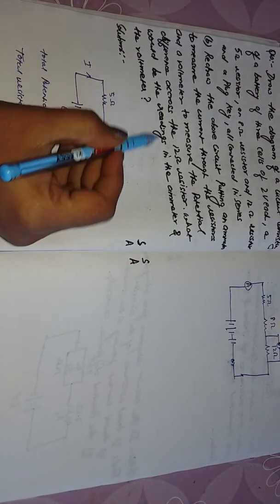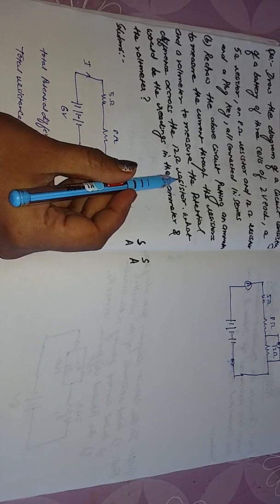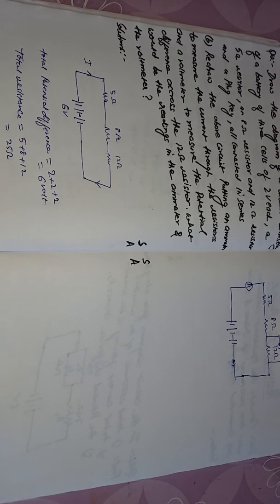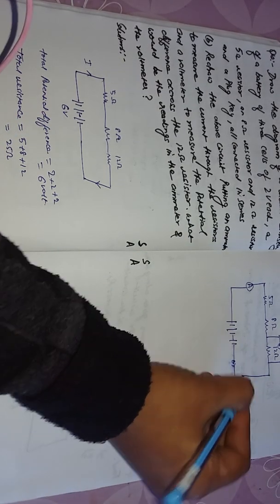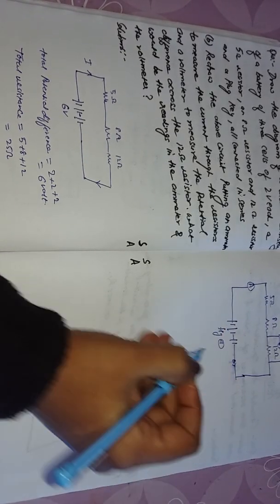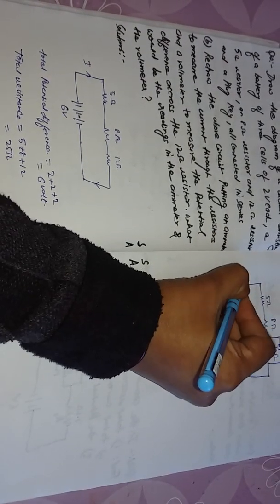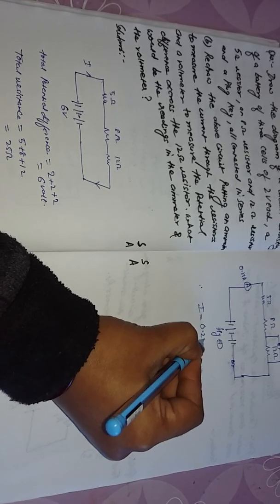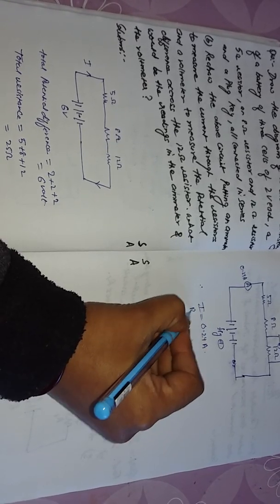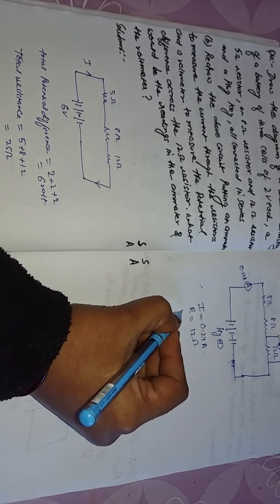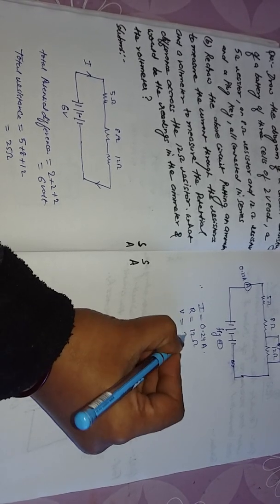Since we have to find the potential difference across the 12 ohm resistor, we connect the voltmeter in parallel to the 12 ohm resistor. Now here in figure B, the reading of the ammeter is 0.24 ampere. Since the current in the circuit is the same, I equal to 0.24 ampere, and the resistance is equal to 12 ohm. Now we have to calculate V, that is the potential difference across 12 ohm.